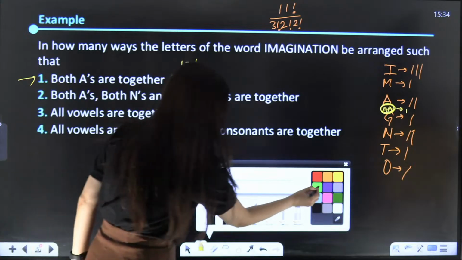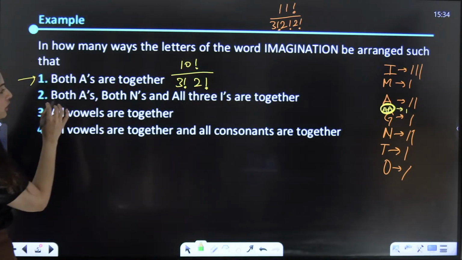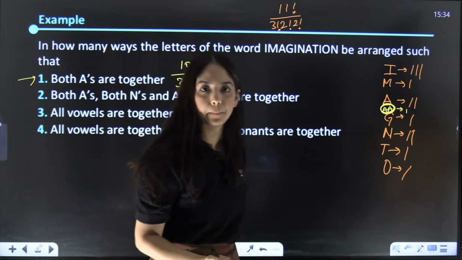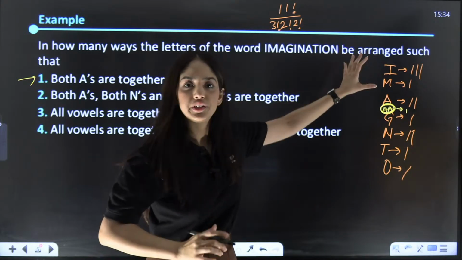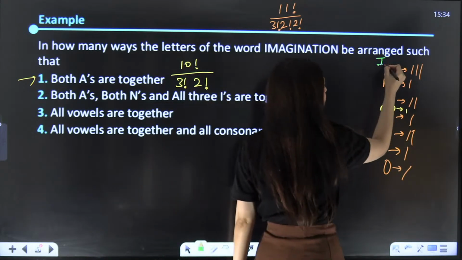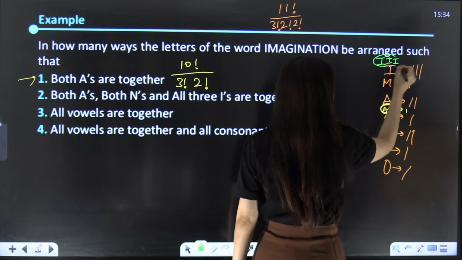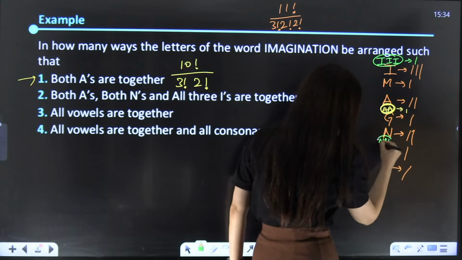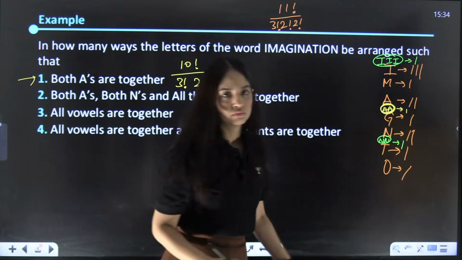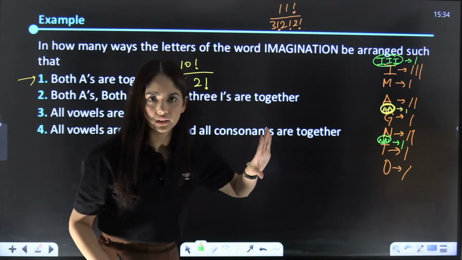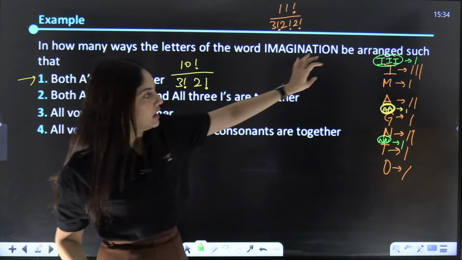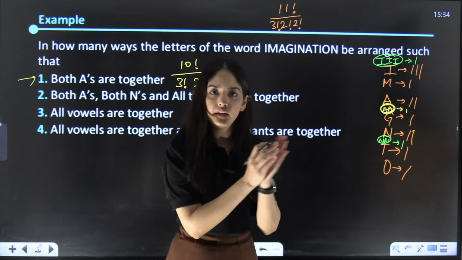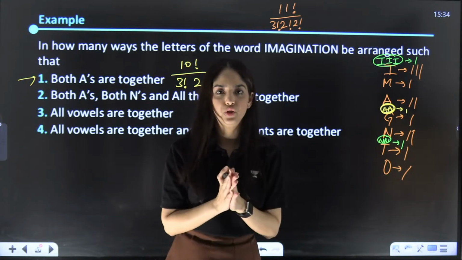Next problem. Both A's, both N's and all 3 I's are together. That means these 3 I's are also 1 unit now. And these 2 N's are also 1 unit now. They all don't have to be together. Just I's have to be together with each other. A's have to be with each other. N's have to be with each other.